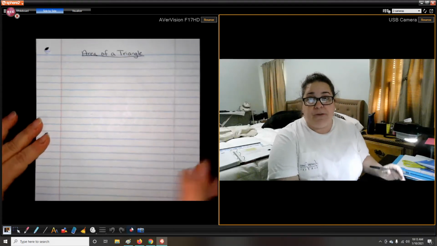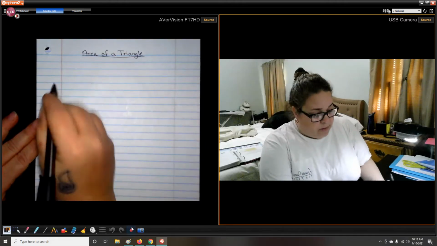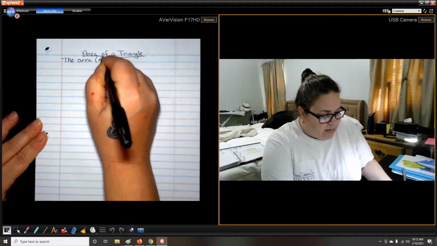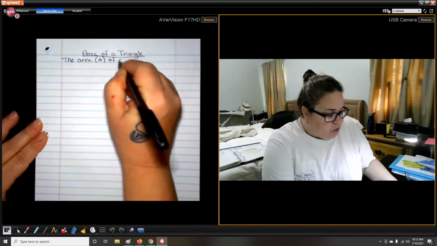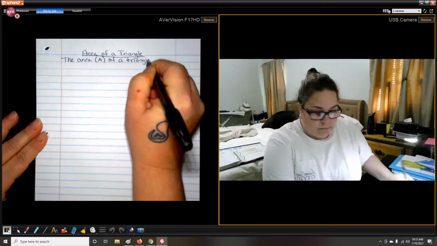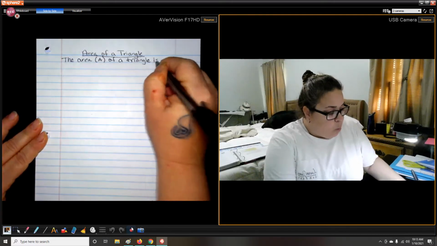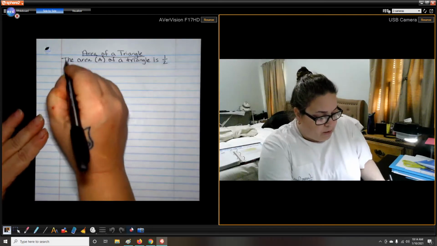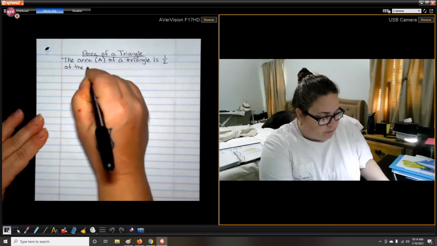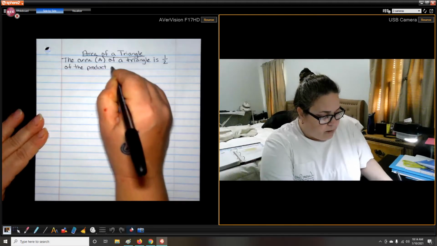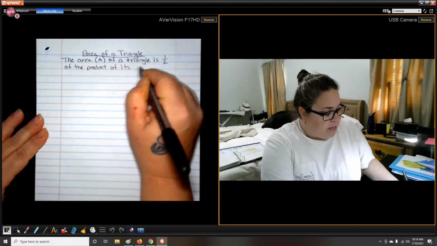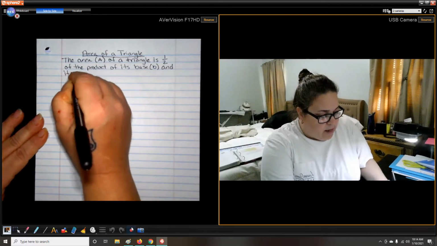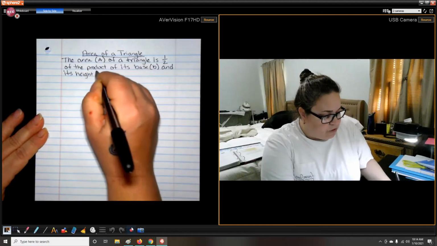Okay, so remember you should have your notes book, and if I'm writing, you're writing. So the area, and remember we write area as A, of a triangle is 1/2, remember, because we took a square and we cut it in half, of the product of its base, remember we write base with a B, and its height, and remember we write height with an H.